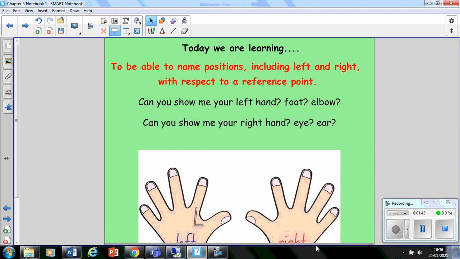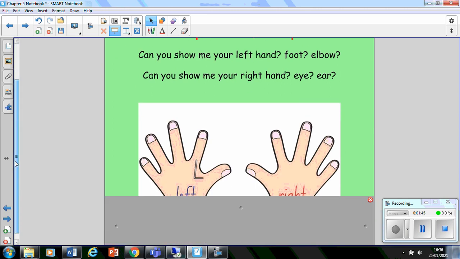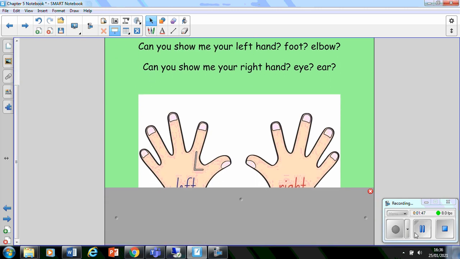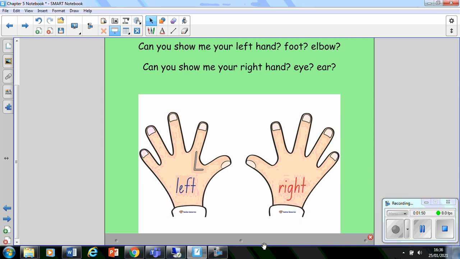I have got this picture to show you, and it is basically with your hands facing down on your lap. You are looking at your left and your right.